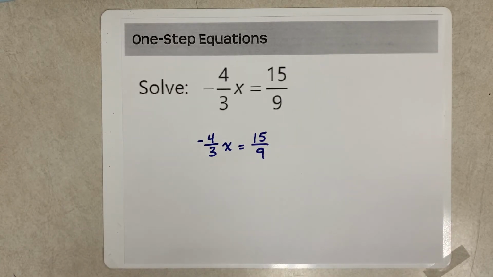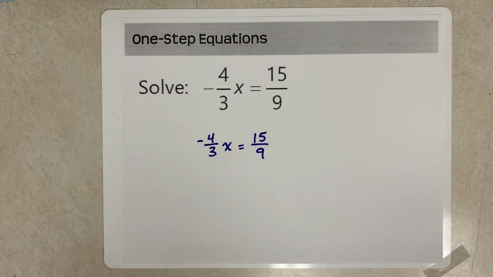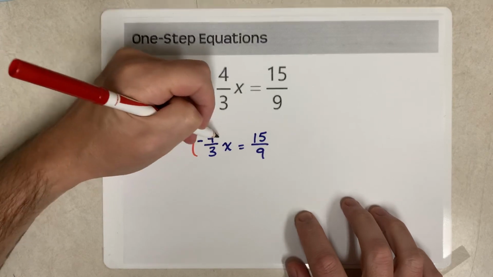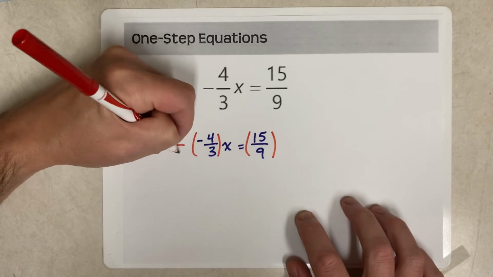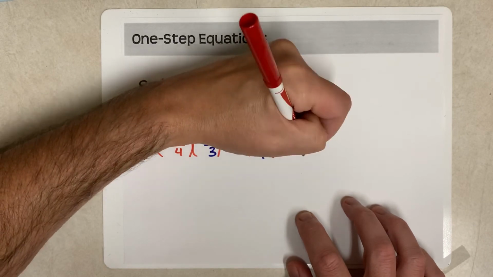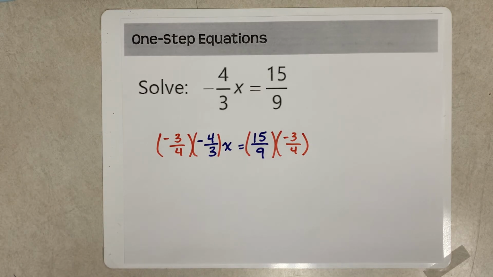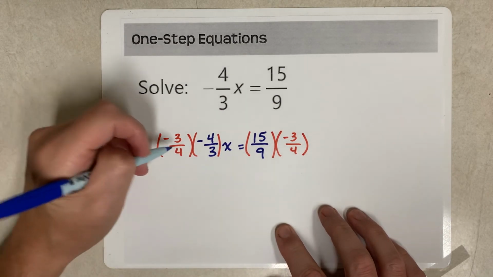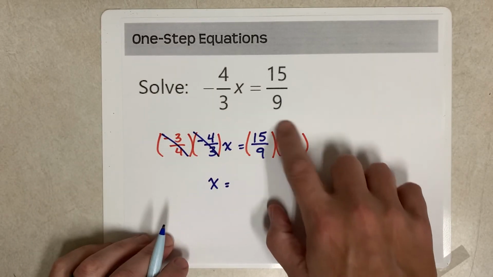So what I need to do is I need to either divide both sides by negative 4/3, or even better, I'm going to multiply both sides by the reciprocal, which is the same exact thing. So I'm going to multiply both sides by negative 3 over 4, the reciprocal. So why am I doing that? I'm doing that because if I multiply these two together, I'm going to get 1. That's a guaranteed thing. That's a property. So now I don't have to divide by fractions. Cancel, cancel. 1x is equal to. And now I just have to figure out what all this mess is.